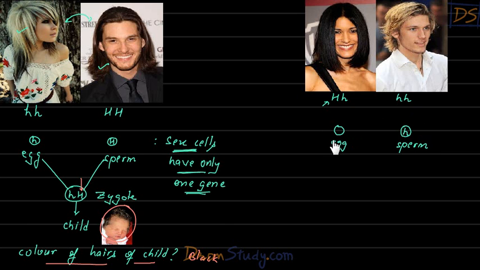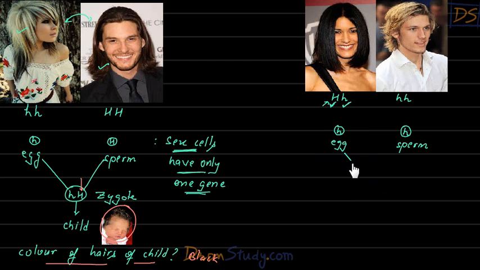What about this egg, students? This egg will have only one of these two genes. So which gene? Maybe it will have this gene or maybe it will have this gene. We cannot say that. It's a matter of chance. This egg may have this gene or this gene, and it can be any one of them. So suppose the egg has this gene, small h.